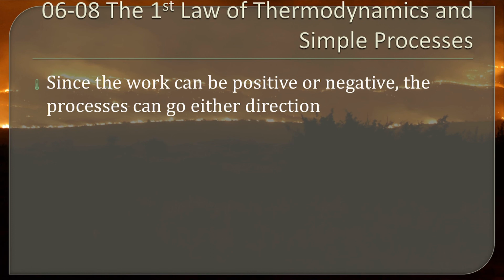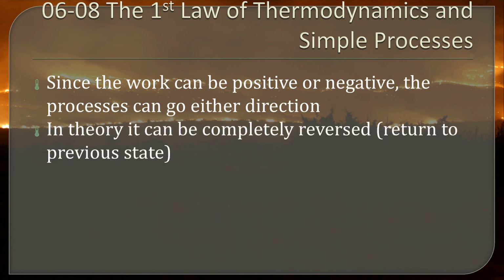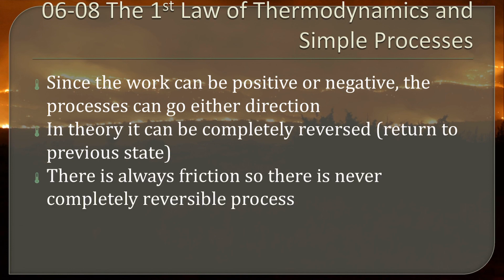Since the work can be positive or negative, the processes can go in either direction. In theory, it could be completely reversed and return to the previous state. So think of a piston moving around. We can always move the piston back to where it was. However, there's always friction, so there's never a completely reversible process. There's always some heat lost. Heat is always lost. And so the idea in engineering is to minimize that loss.